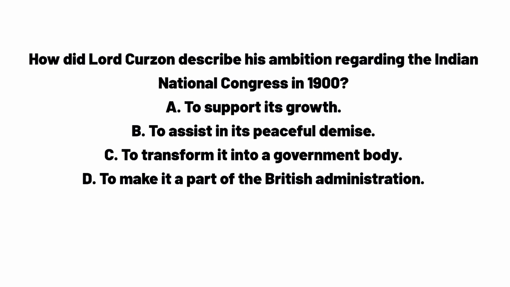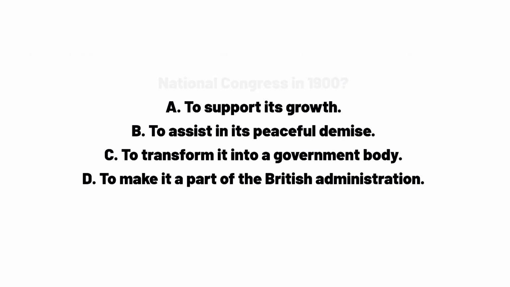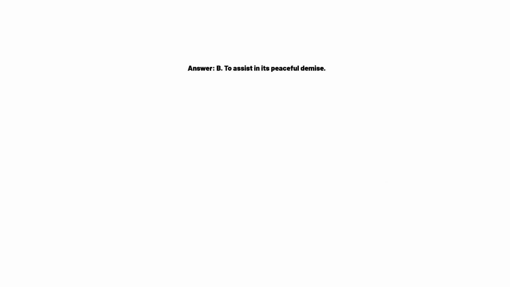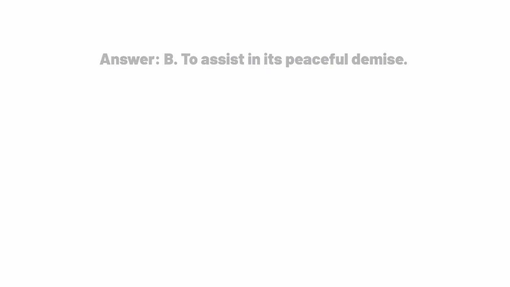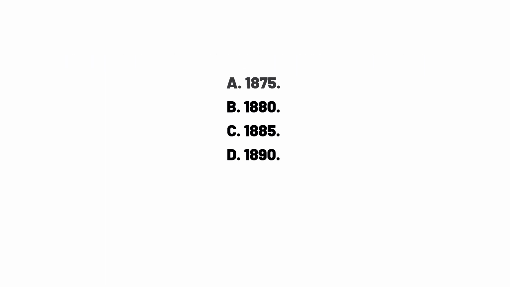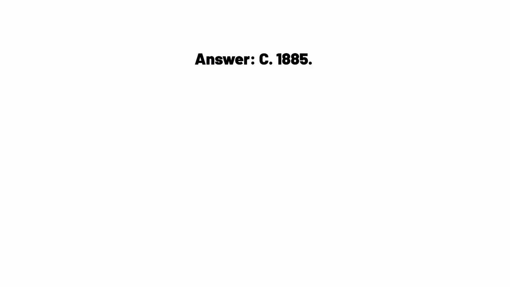How did Lord Curzon describe his ambition regarding the Indian National Congress in 1900? A. To support its growth. B. To assist in its peaceful demise. C. To transform it into a government body. D. To make it a part of the British administration. Answer: B. To assist in its peaceful demise. When was the Indian National Congress, INC, established? A. 1875. B. 1880. C. 1885. D. 1890. Answer: C.